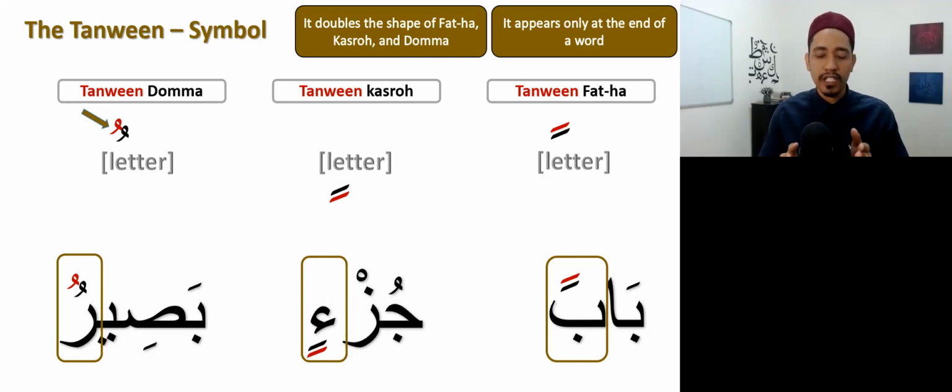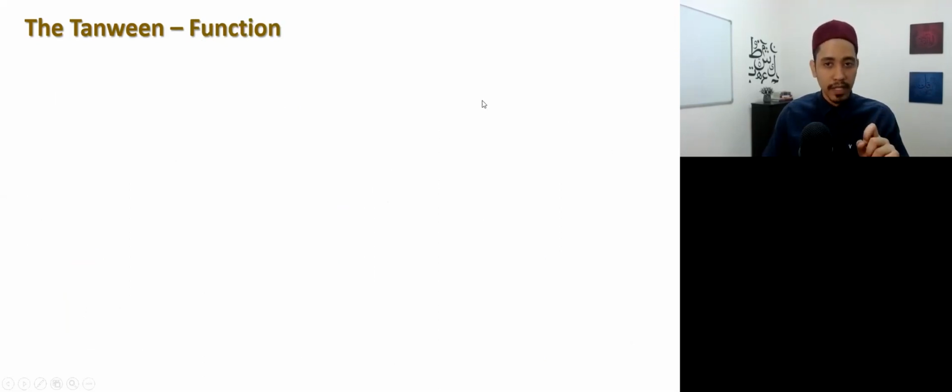It might come in a different shape, but anything besides a single dhamma, anything extra than that, you know it's a tanween dhamma. That's just a bit of extra information if you're reading a lot of text and you might see different shapes. But this is the basic and the original shape of the tanween. Okay, let's look at the function.